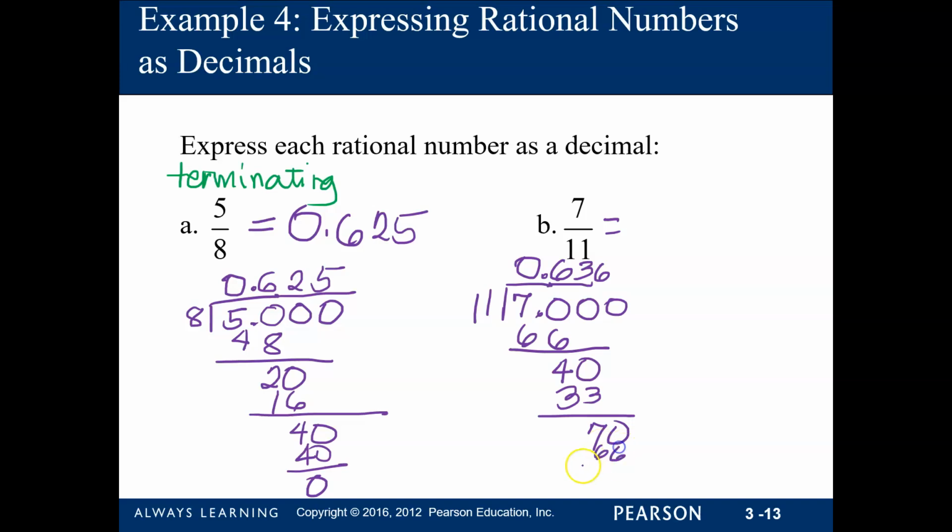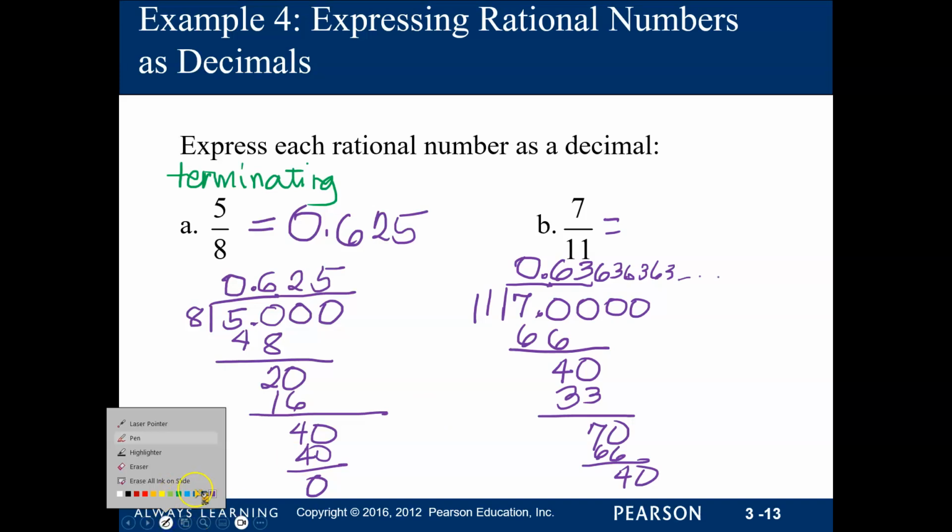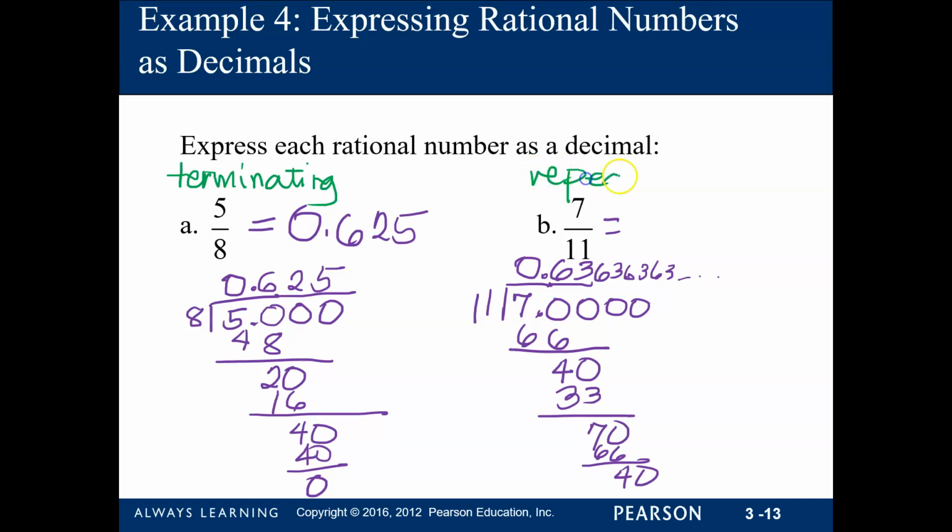This is going to be 66 again, which is going to be a 4. Even if you add another 0, it's going to be a 3 again. It will continue forever, and there will be no end. It will be 6, 3, 6, 3 forever. And so you can see that the pattern 6, 3 is repeating. That is why this is what we call repeating decimals.